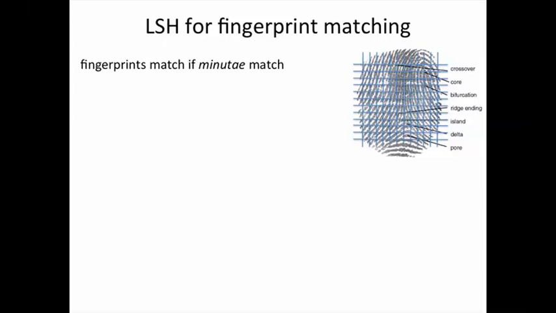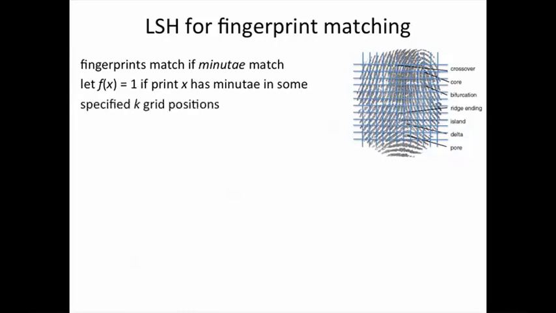Now we define a function f of x for a print x, which is 1 if the print has minutiae in a specified set of k grid positions. So the function f depends on these particular k positions. We will use k equal to 3 in the example going forward. Notice that the function f is dependent on the choice of the k grid positions. If you choose a different set of grid positions, you'll get a different function f.